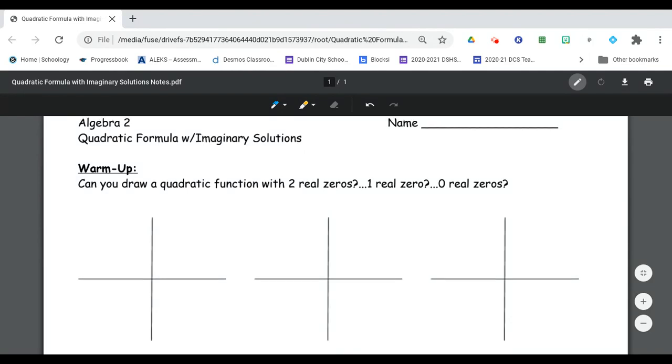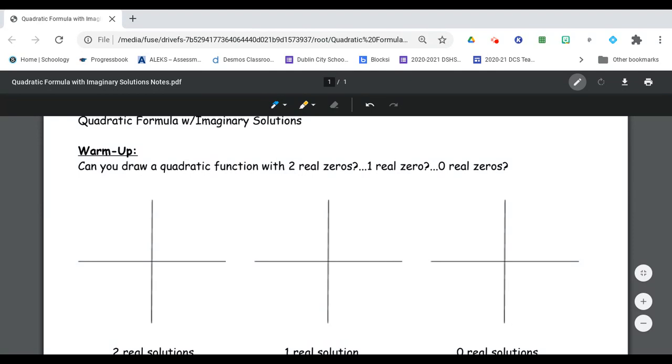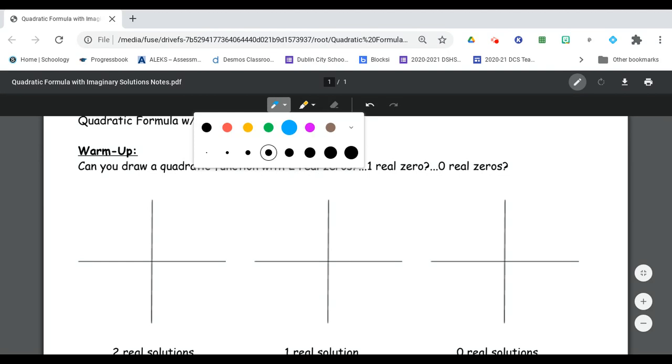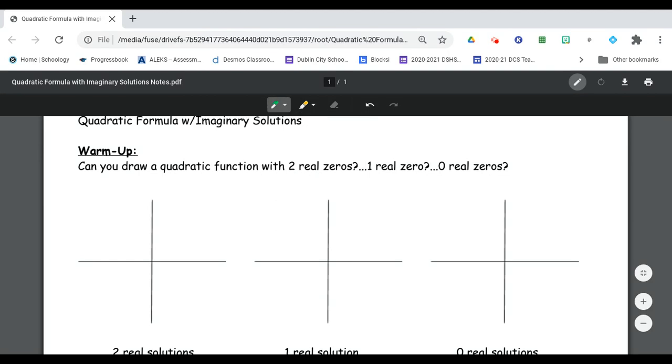So first, if we recall, a zero or a solution is whenever it crosses the x-axis. So if I want to draw a quadratic, which would be a parabola or a U-shaped graph, with two real zeros, I would just have to make sure that parabola crosses the x-axis at two different points. So this would be an example of a quadratic with two real solutions.